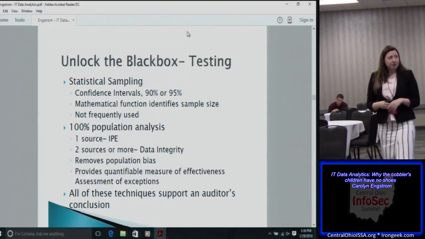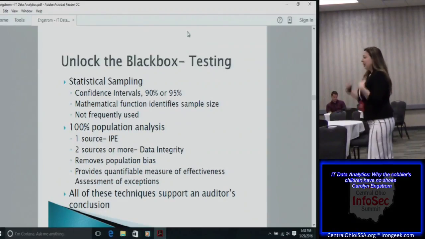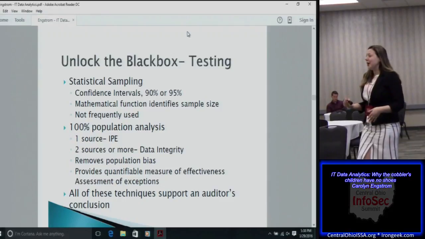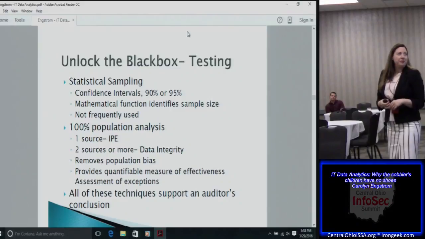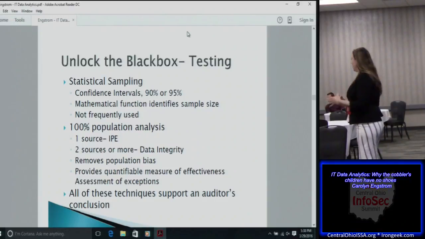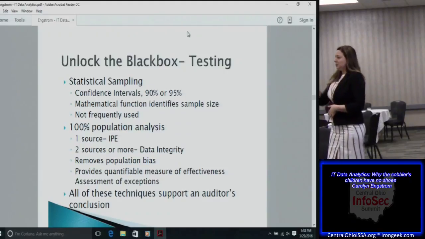It also removes something called population bias, which is, if I'm an auditor, I will judgmentally select my sample. What if I'm biased in how I come up with my sample, and then reach an inaccurate conclusion? The other thing that it gives us is, when we look at 100% of our population, a quantifiable measure of effectiveness. So as an auditor, if I do 100% population analysis, I can come to you as business systems and say, this is what happened.